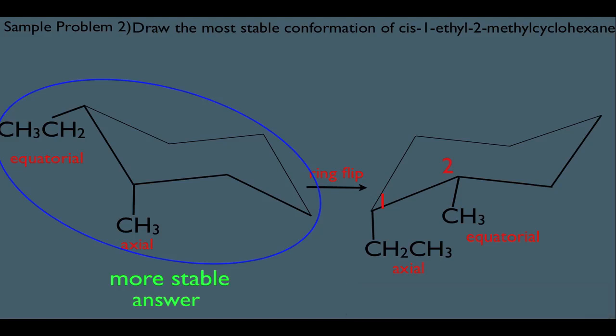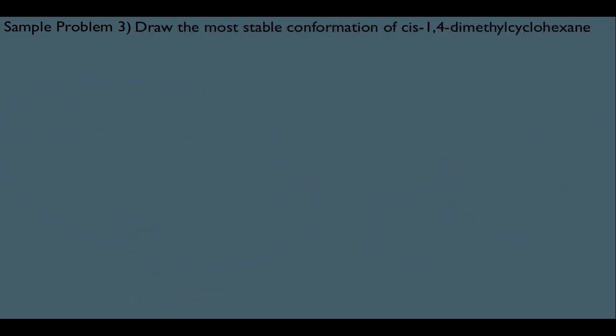Now, let me show you another sample problem. I want to show you that this is possible. This can happen. Let's say they're asking us to draw the most stable conformation of cis-1,4-dimethylcyclohexane. Again, we generate our template right here. Let's put the first methyl equatorial, why not? And let's count over to carbon 4 to place our next methyl. We remember our bonds here: the equatorial pointing up and the axial pointing down.